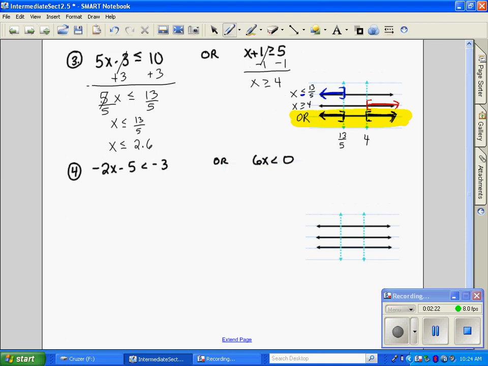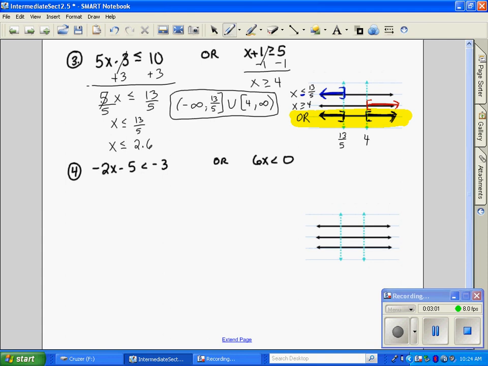Now to write that in interval notation, I'm going to start right here on my left in negative infinity and stop at 13/5. So that gives me negative infinity to 13/5, put a bracket, union, and I pick back up here and have to describe from 4 to positive infinity. So union, 4 is a bracket, and it goes on to positive infinity, which is always a parenthesis.